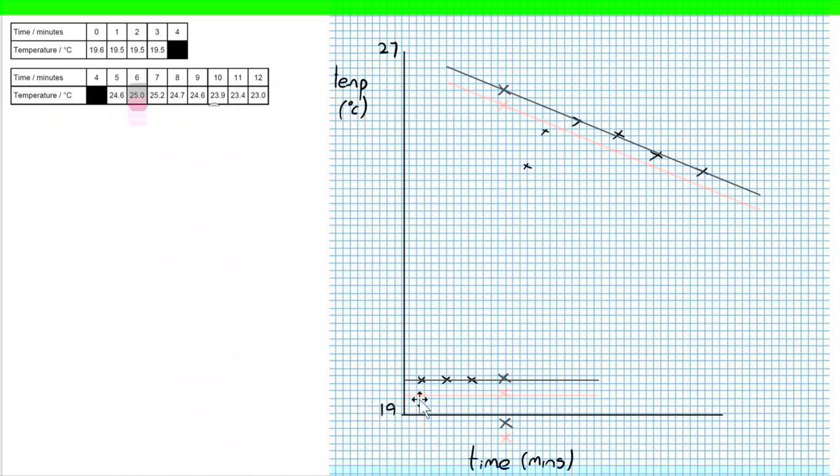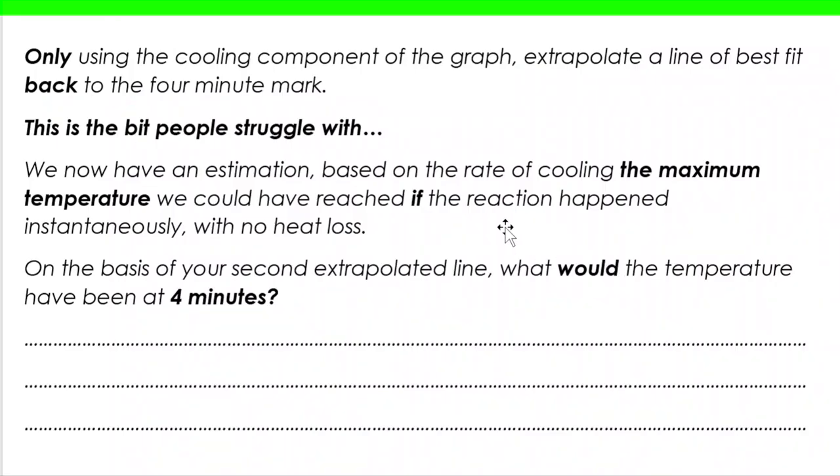Remember, this is not to scale. It is for illustrative purposes. I can go across and I can see that had my reactant not been added, I would have expected the temperature to stay around 19.5 degrees. But using this cooling component on the right hand side and extrapolating back, I can also make an assumption. I can see this is what I think the maximum theoretical temperature would be.